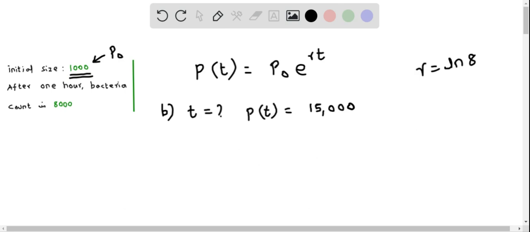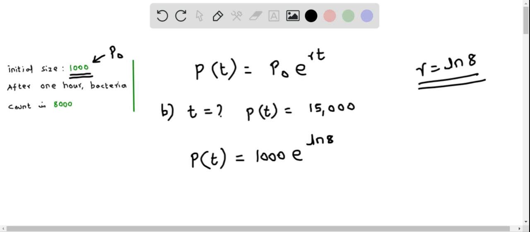We now answer part B. Here we have to determine the time it takes for the population to reach 15,000. So first let's write the population equation. We have P of t, and this equals P naught is 1000, and e raised to the power of, we can replace r by natural logarithm of 8. So it becomes natural logarithm of 8 times t.